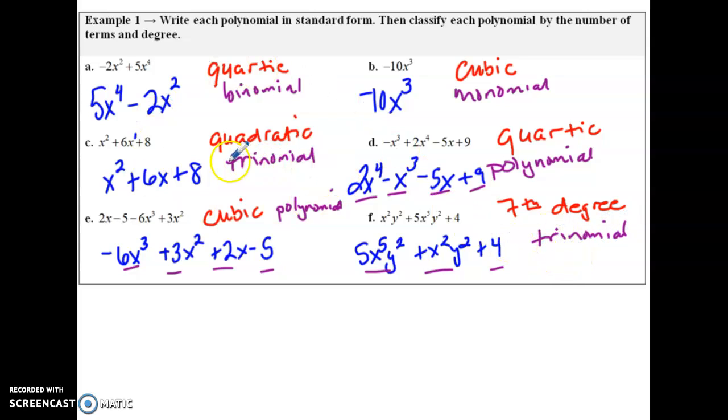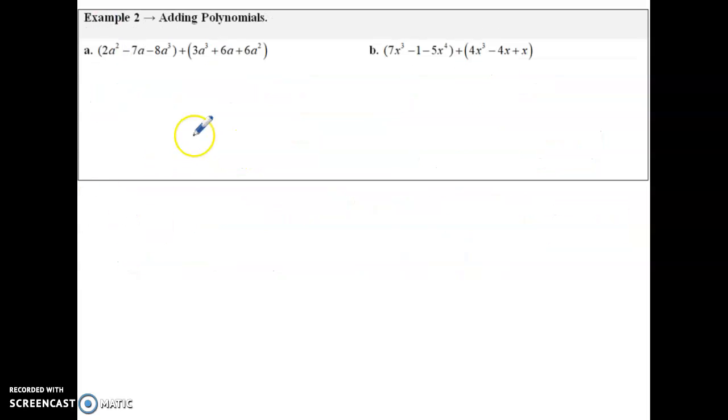Okay, so again, we want you to know those names. It's not actually even in the practice, other than writing your answer in standard form, but be familiar with those. Now what we're actually going to do is add polynomials, and your first step is to find your like terms, and we are going to combine them then by adding our coefficients, or the number in front, and keeping the same exponent.